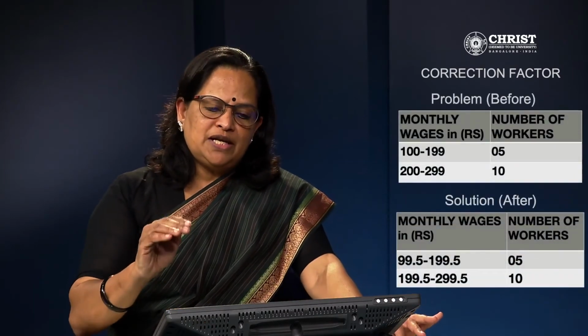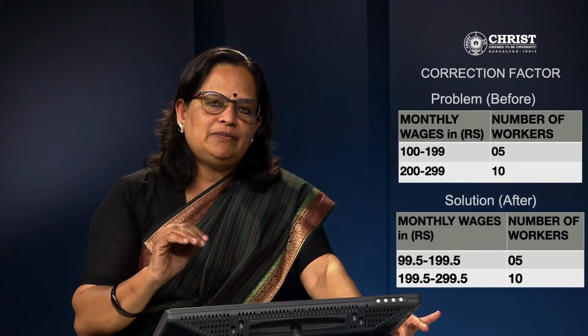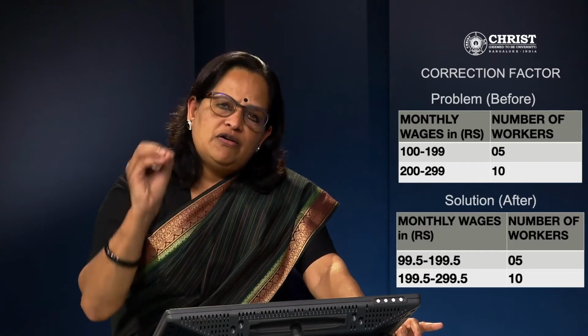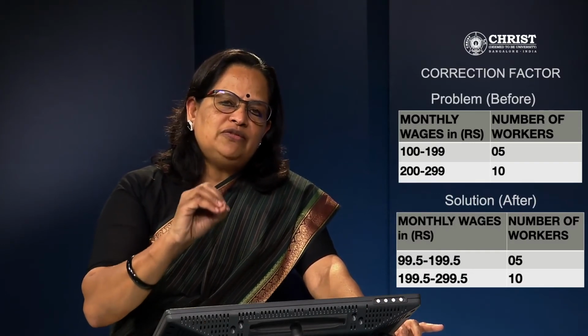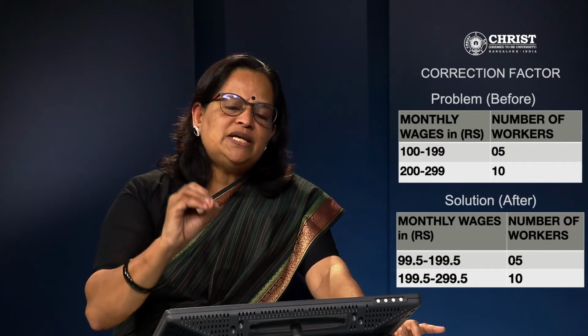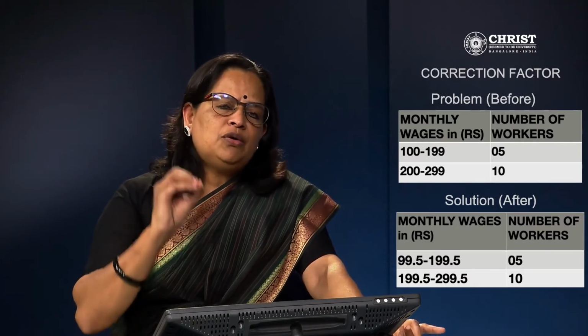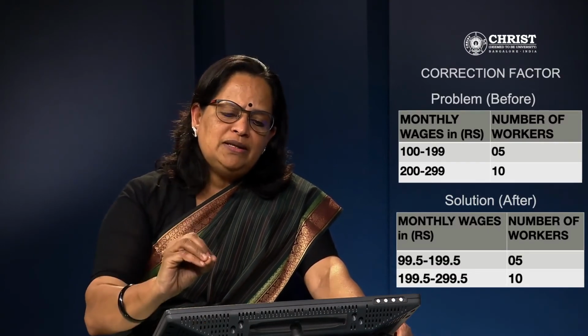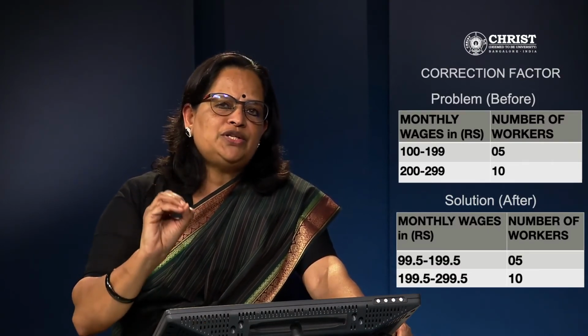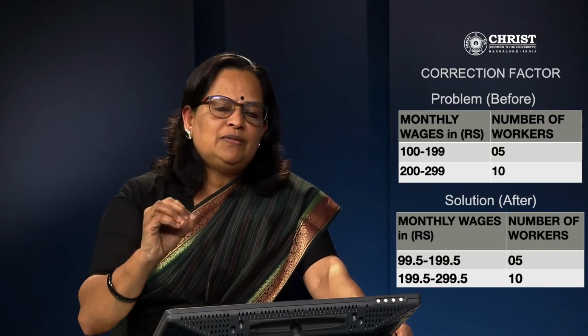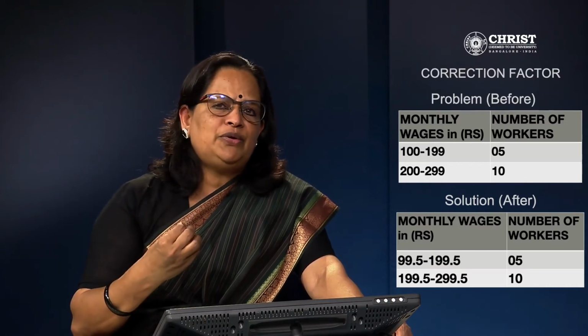Now, what are the advantages? Before applying the correction factor, the class interval in the inclusive class was 99. After applying the correction factor, if you see the difference, 199.5 minus 99.5, the class interval is 100. So it's very easy for computation. Always in statistical computation, we need the class interval for further computation. If it's 99, it's difficult to compute, whereas if it's 100, it's very easy. Or if it's 10, it's very easy for the further computation. So that is the advantage.